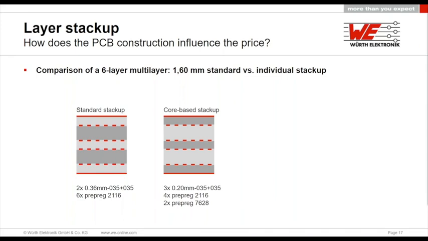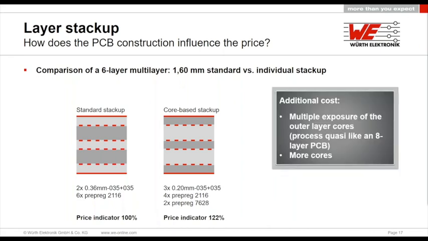But when you look at the materials themselves, it's still 6 prepregs, but you have 1 more core in the whole build-up. And when you look at the price indicator, you see an increase of 22% in price. For you to know where these 22% come from, this is due to the fact that if we have a core-based stack-up, we need to do multiple exposures of the outer layer cores, so that during our process, this 6-layer multilayer basically has the same process flow as an 8-layer multilayer.